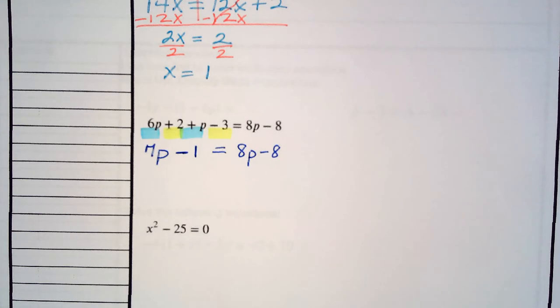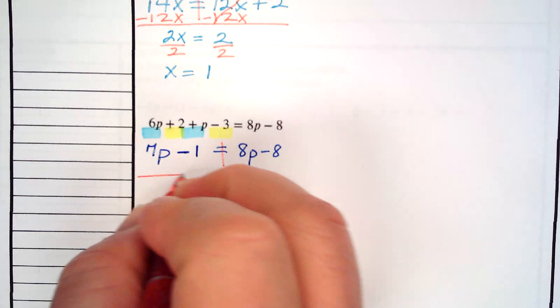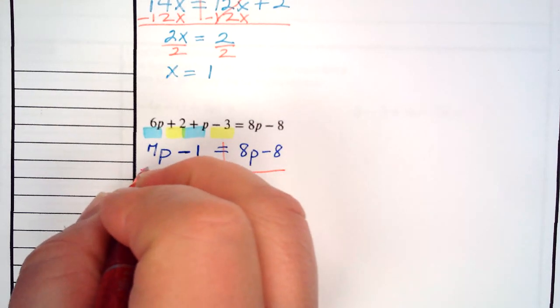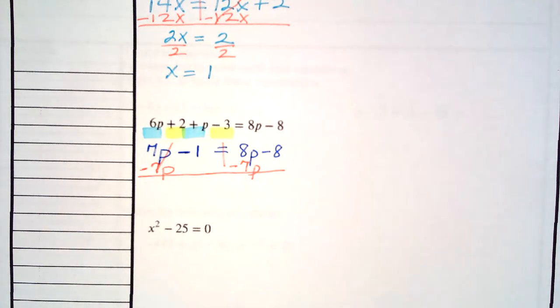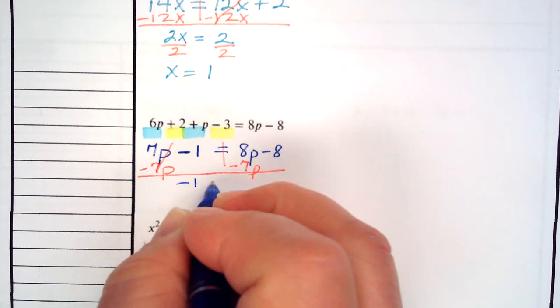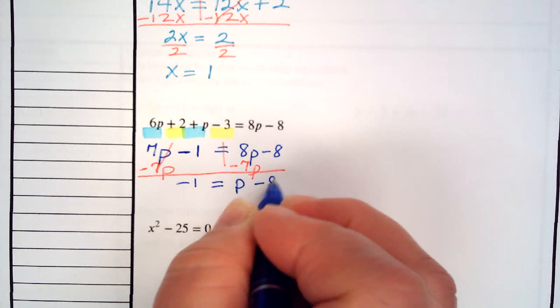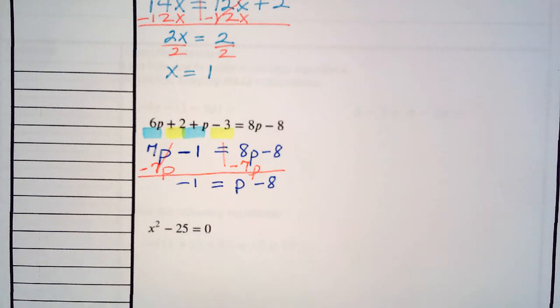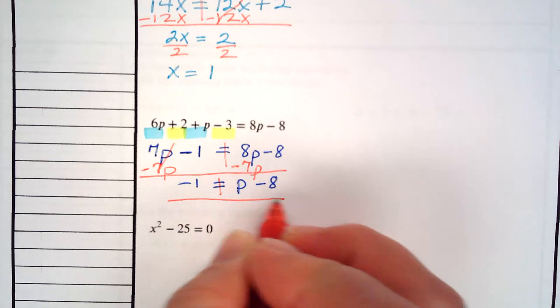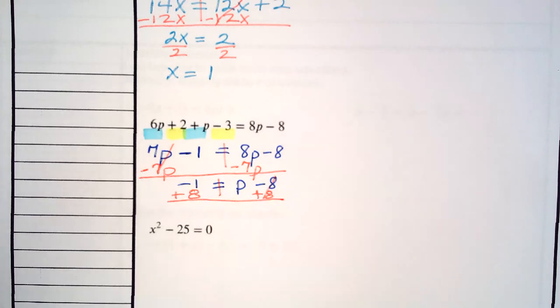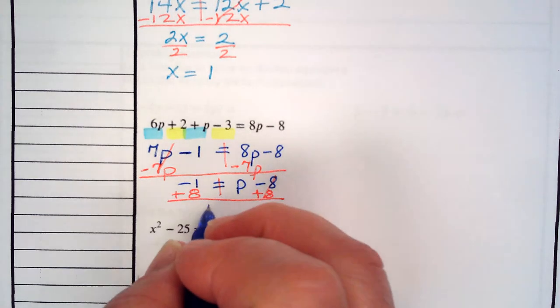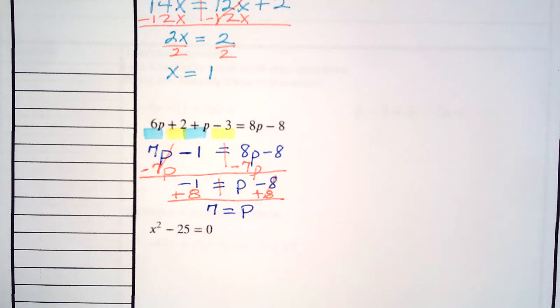Always start with your variable and move the smaller variable to the other side. Which is smaller, 7p or 8p? Well, 7p would be. So I'll subtract 7p from both sides. -1 is equal to p minus 8. Add 8 to both sides. -1 plus 8 is 7. 7 is equal to p, and we are done.